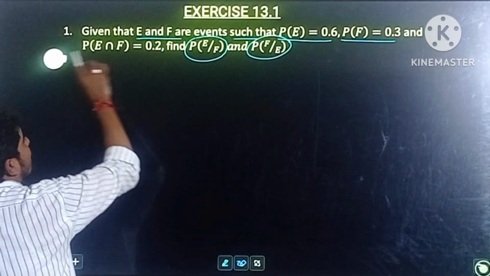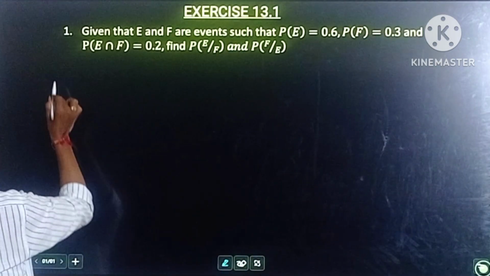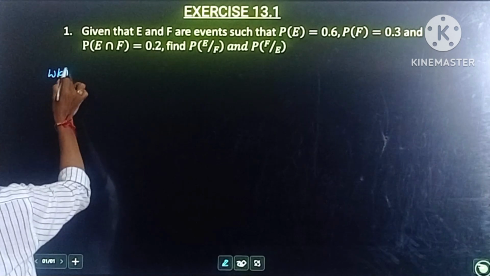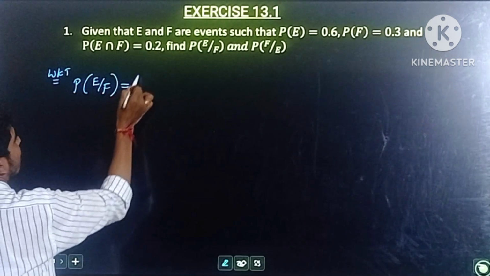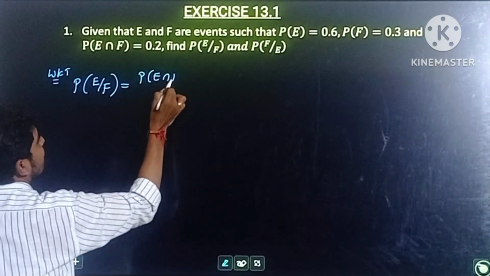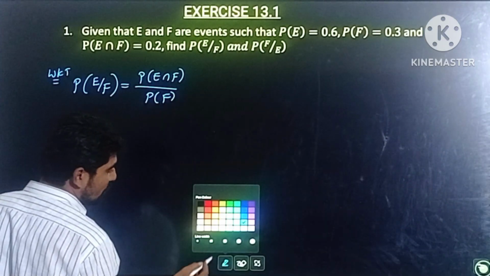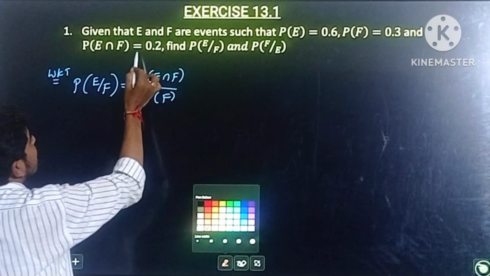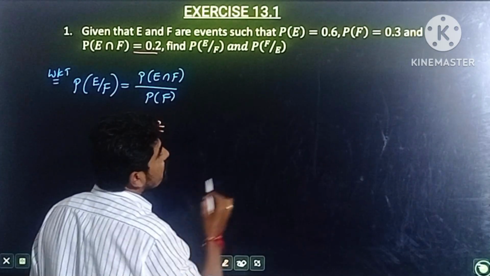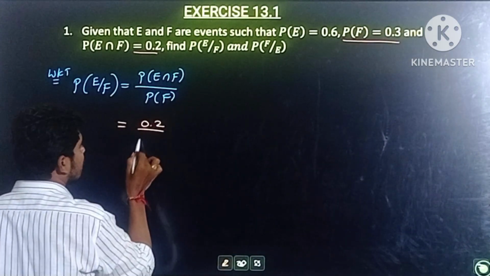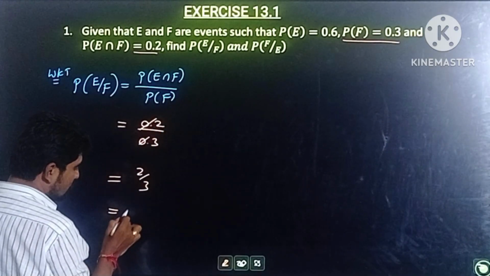To identify the conditional probability, that is probability of E by F, we know the formula. Probability of E by F is equal to probability of E intersection F divided by probability of F. In this question, he has given both the probabilities. So probability of E intersection F is 0.2, divided by probability of F, which is 0.3, which is equal to 2 divided by 3, which is equal to 0.6.